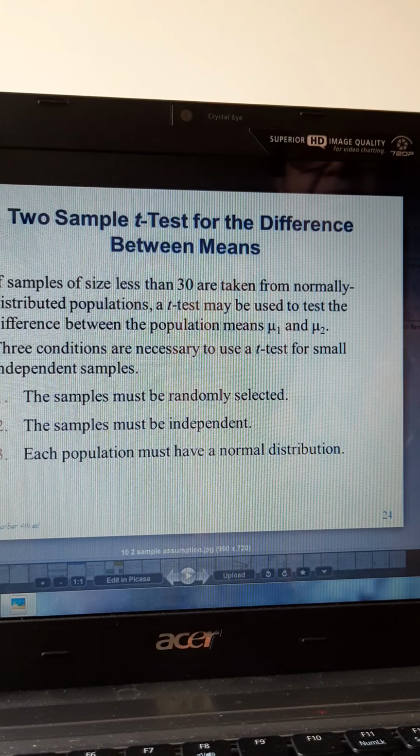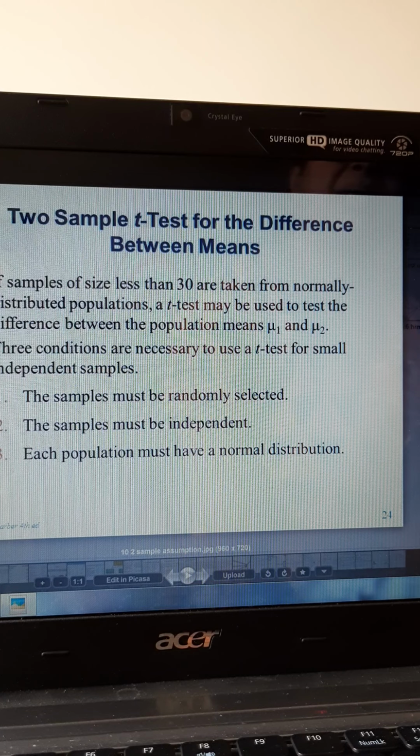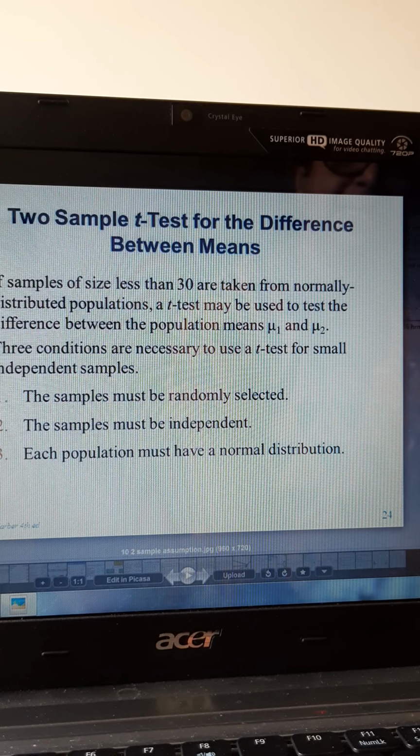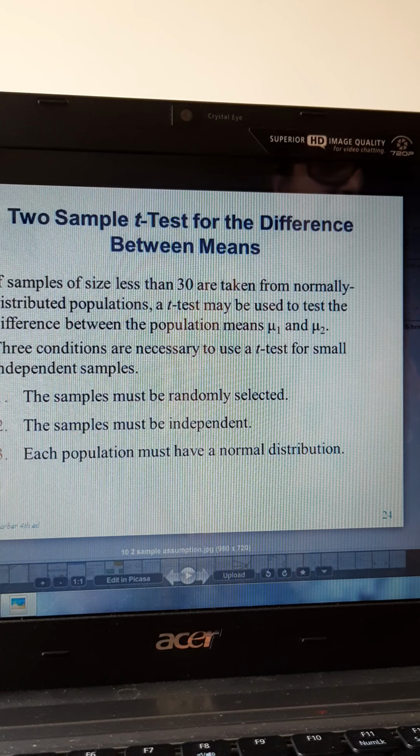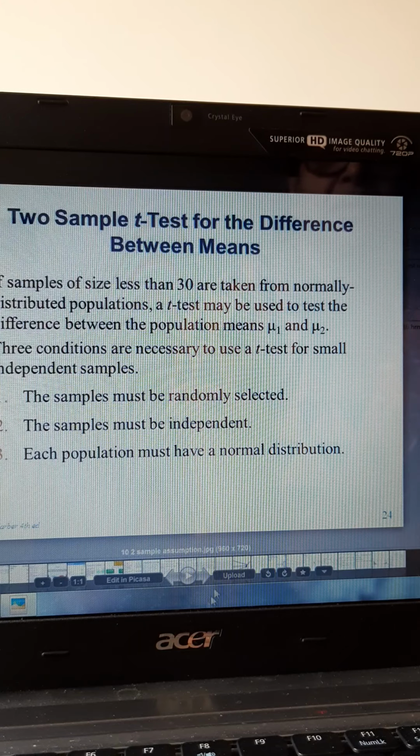When you have 2 samples, if the sample size is lesser than 30, then you should do a t-test. If it is more than 30, you should do a z-test. Three conditions are necessary for t-test. What are they? The sample should be random, the samples should be independent, and each population must have a normal distribution.